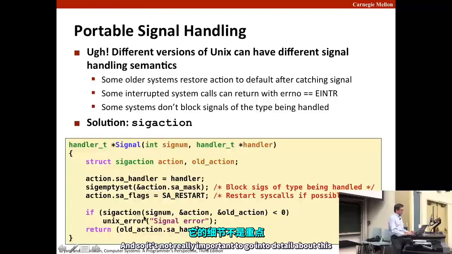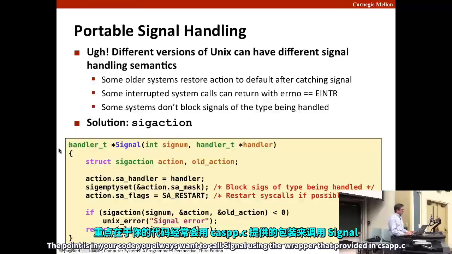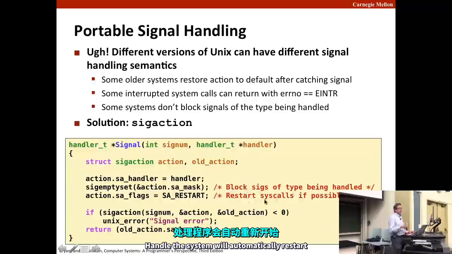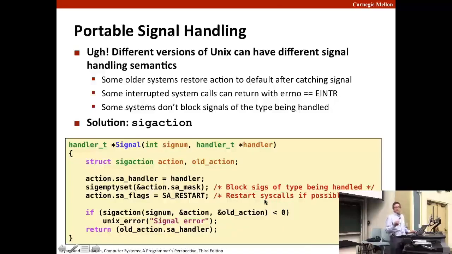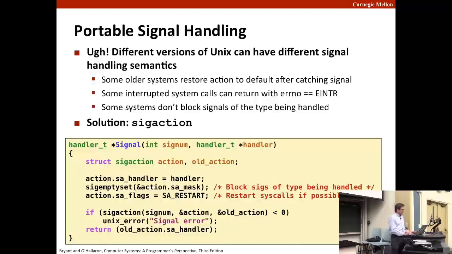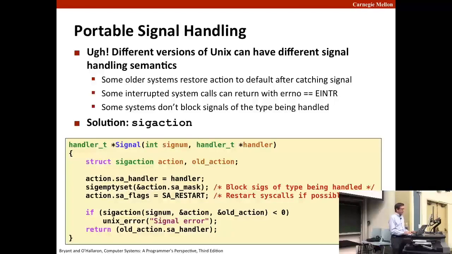It's not really important to go into detail about this. The point is, in your code, you always want to call uppercase Signal using the wrapper that I provided in csapp.c. If you do that, then you'll always block signals of the type being handled, and the system will automatically restart slow syscalls that have been interrupted by signals. So fortunately, there's an easy fix for this.